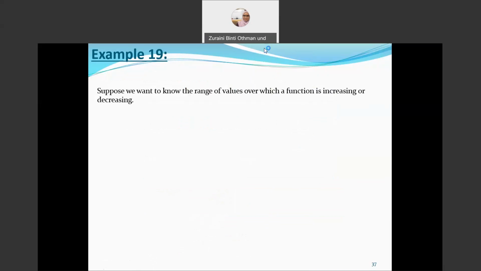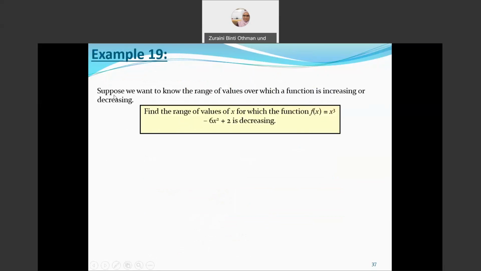Okay, so untuk soal example berapa ni? Example 19. Suppose we want to know the range of value over which function is increasing or decreasing. Macam mana kita nak tahu the range dia decrease or increase? Okay. Here, find the range of value x for which the function f(x) is equal to x cubed minus 2x squared plus 2 is decreasing. Find the range. Maksudnya kita nak tahu dari titik apa ke titik apa yang dia decrease. Okay, so how can we find that?